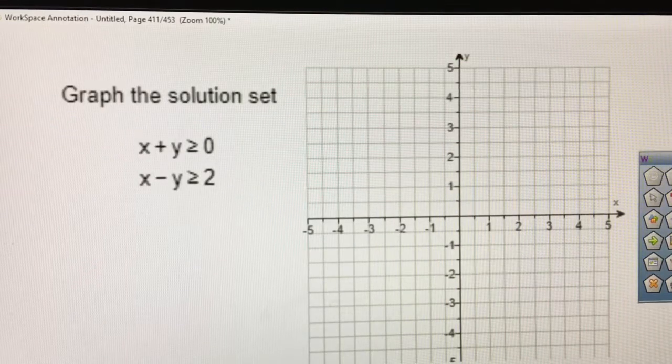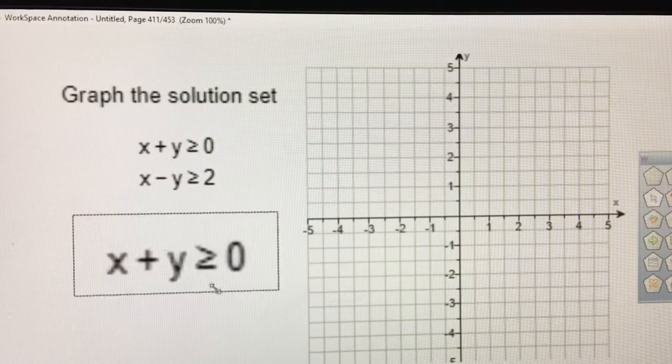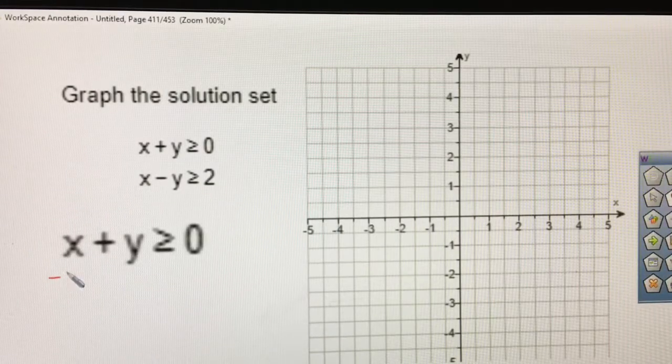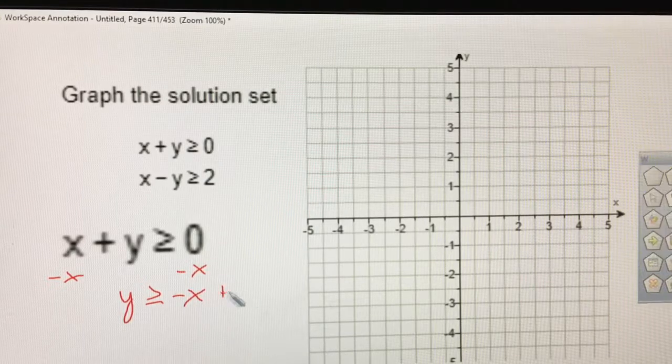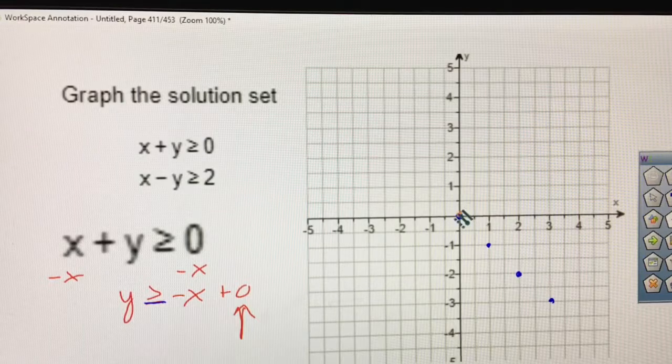Now I have to graph two equations. First things first, let's graph one equation. So I'm going to solve this equation for y. In order to do that, I'm going to subtract x from both sides. That's going to give me y is greater than or equal to negative x. So I begin, that's my b of 0. I'm going to begin at y value 0, and my slope is negative 1. So I'm going to go down 1 over 1, down 1 over 1. Notice it's a closed line, so it's not going to be a dashed line.